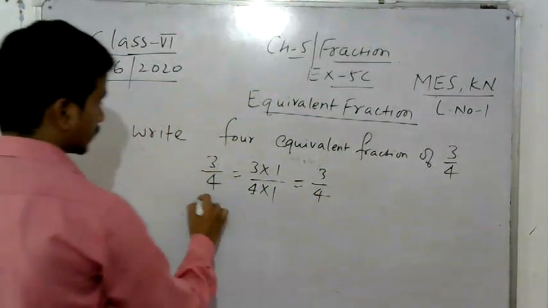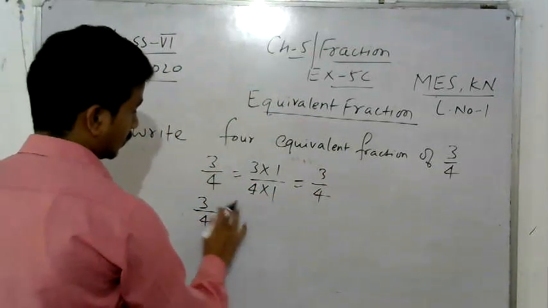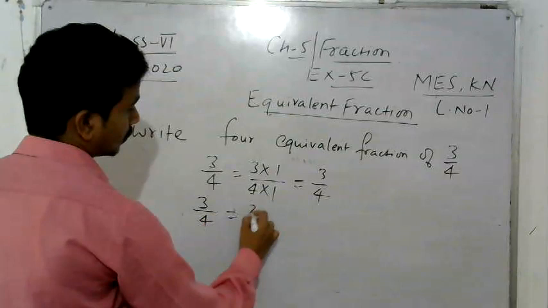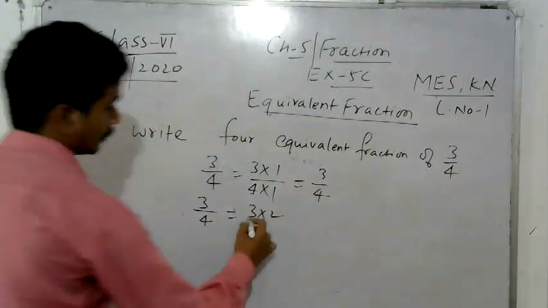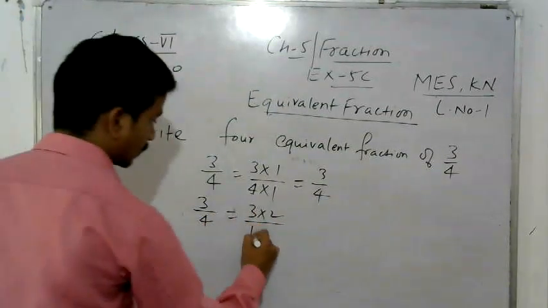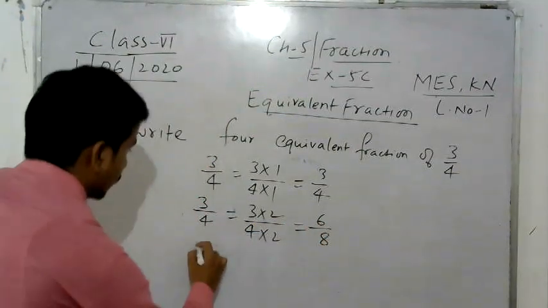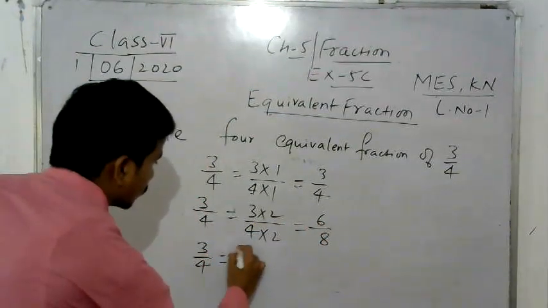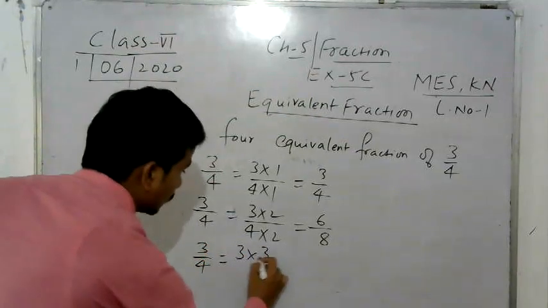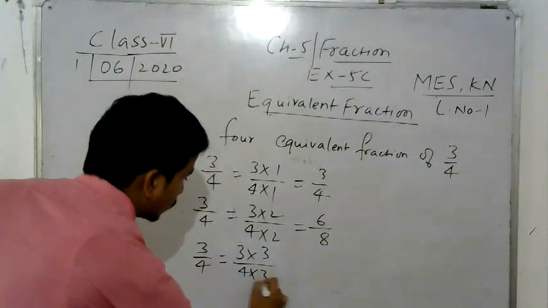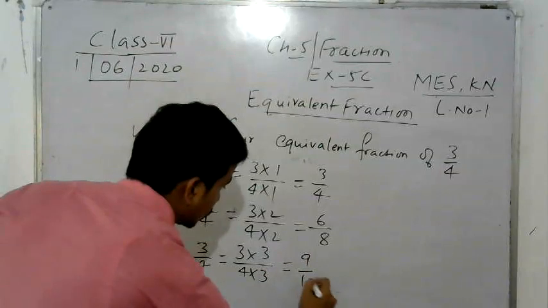Now another equivalent fraction will be 3/4 equals, if we are multiplying the numerator by 2, you have to multiply the denominator also by 2. So what will you get? 6 by 8. Again 3 by 4 equals, I am multiplying the numerator by 3, then you have to multiply the denominator also by 3. This is 9 by 12.